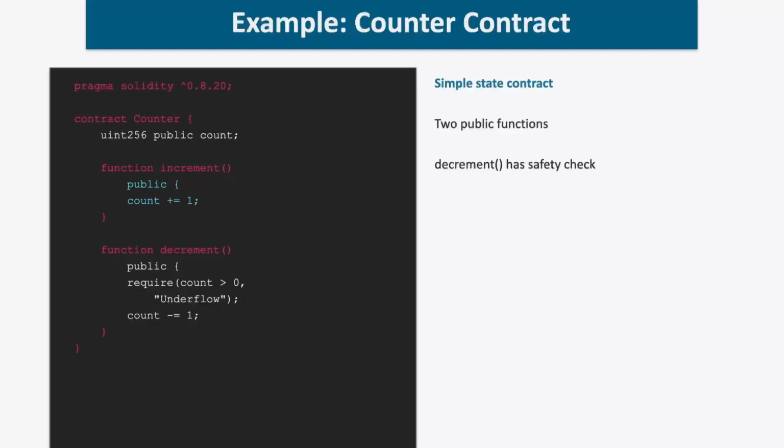So what do we need to test? Well, we need to start by testing that the count is initialized at 0. Then we test that the increment function increases count by 1. We test that decrement decreases the count by 1, and decrement also reverts if the count is 0. That's our testing agenda. Let's write some tests for each.